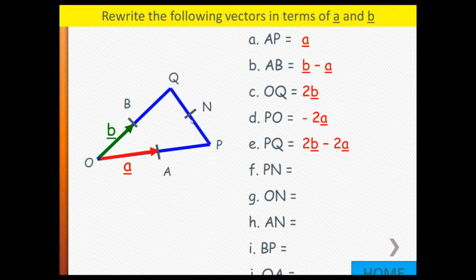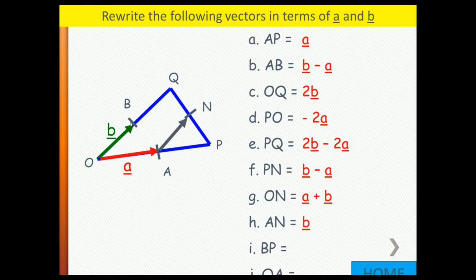PN. Well, if I know that this one here is 2B minus 2A, well, this is half of that. So I'd halve each of these values, and I would get B minus A. ON is 2A plus B minus A. So the 2A minus the A gives me 1A plus B. AN is there to there, so it's A plus PN. So it's A plus B minus A. So it's just going to be B.